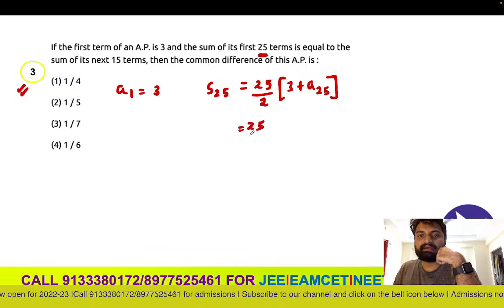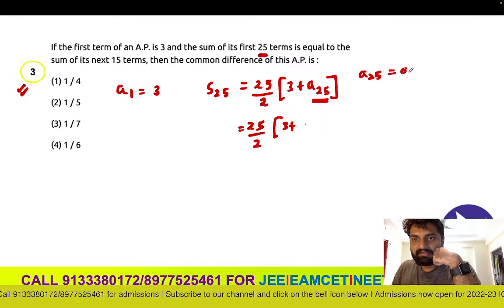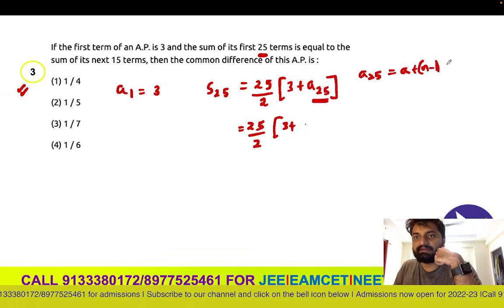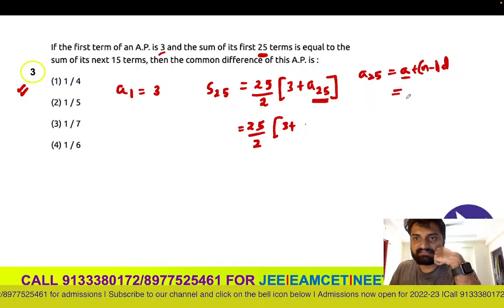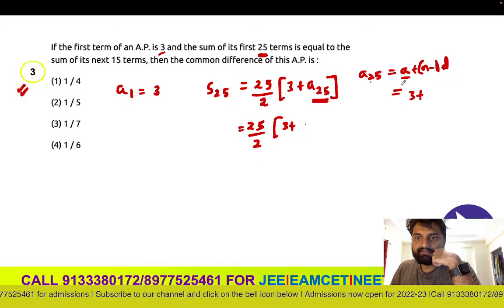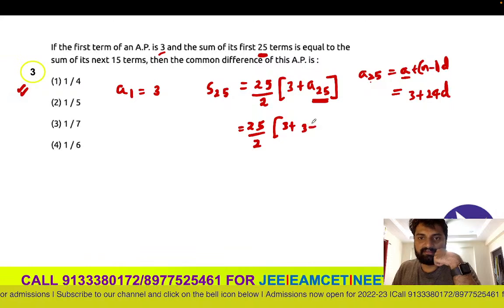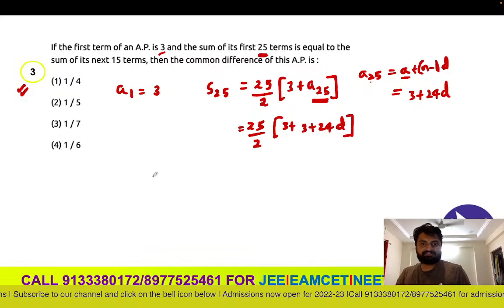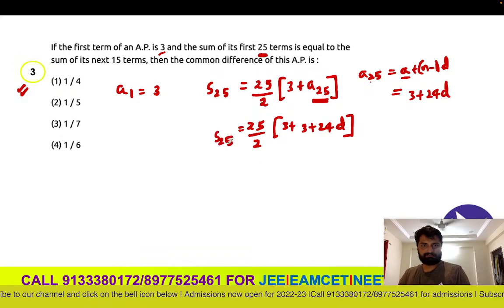This further I can write as 25 by 2. How can you write A25? A25, we know, is A plus n minus 1 into D. So A, the first term, is nothing but 3. N minus 1 is 25 minus 1, 24. So 3 plus 24D is what we are getting. So this is my first 25 terms.